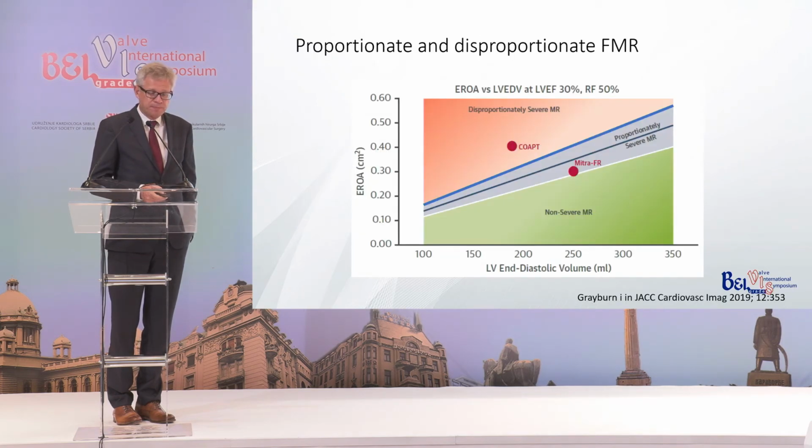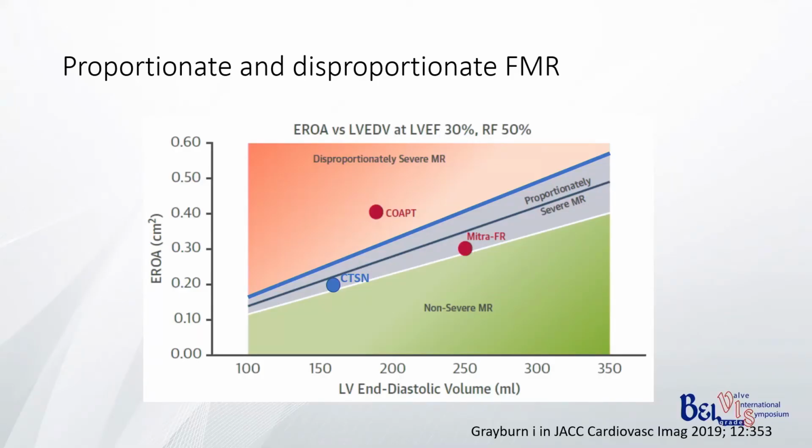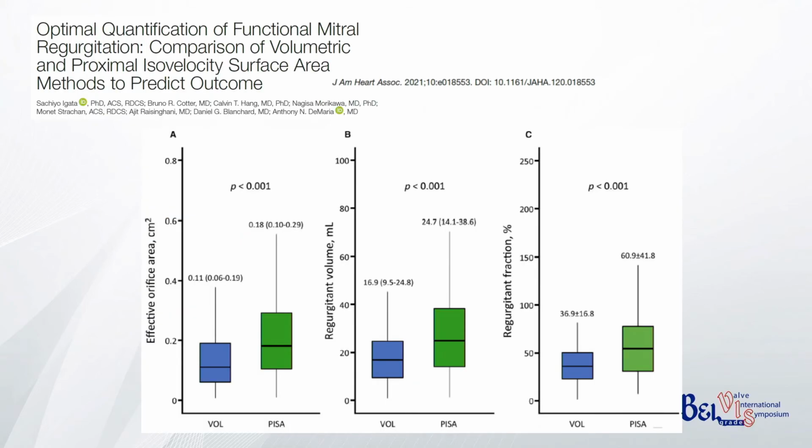But to make the thing even more complicated, this is the negative trial, the one that moved us away from the moderate MR pathway, the CTSN trial. And this is the positive RIME trial that should be completely the other way around. So it's not explaining much about what we are seeing in clinical practice.